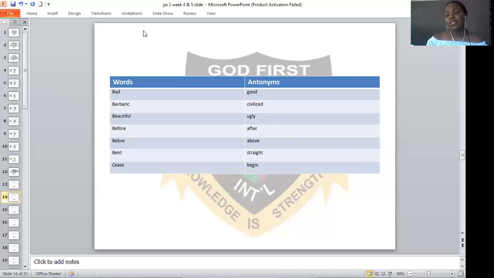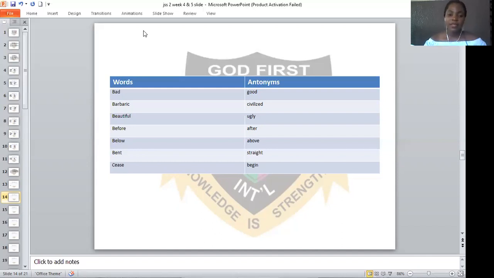Barbaric. She behaved in a very barbaric manner. Civilized. The antonym for barbaric is civilized. Beautiful. She's a very beautiful lady. She is a very ugly lady. So beautiful and ugly are words and opposites.